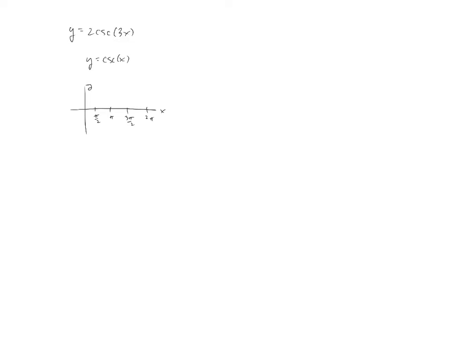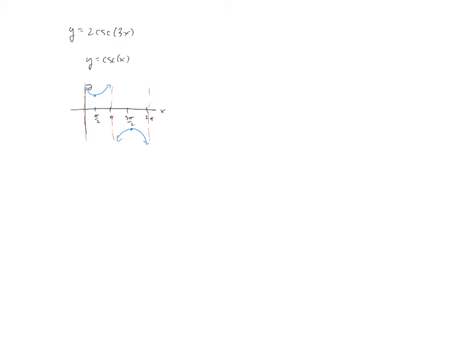Anywhere that sine is 0, that's where you're going to have the asymptotes. Sine would be 0 in these 3 places. And then the actual graph, if you remember, would look something like this. So that's going to be the graph then for cosecant.